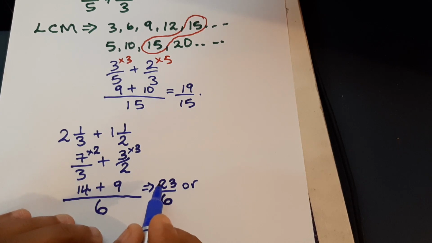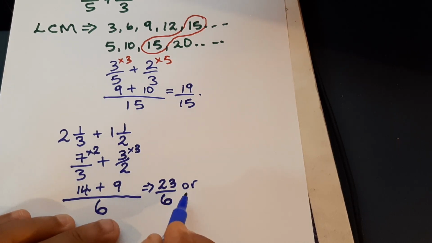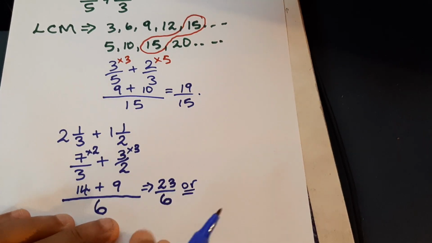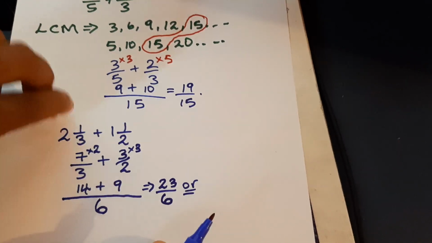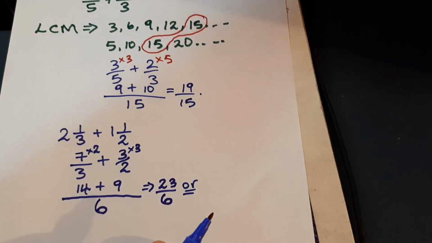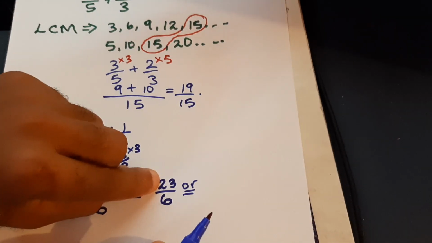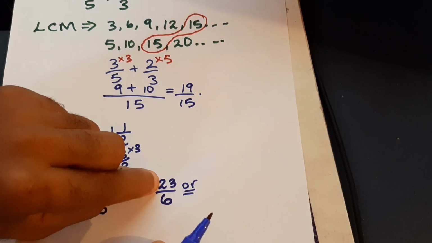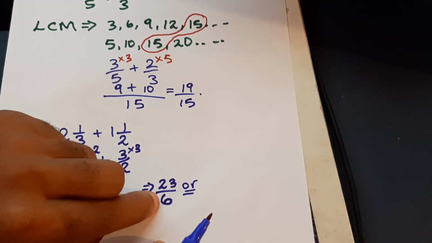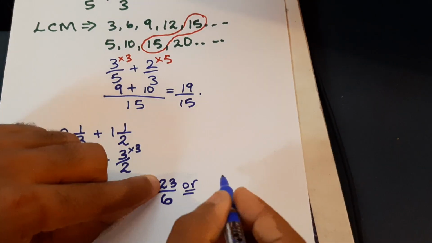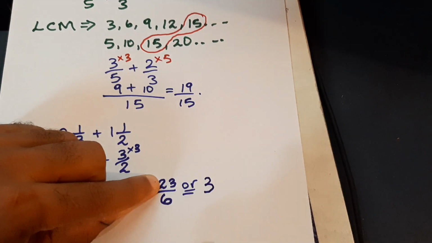Remember, when the numerator is bigger than the denominator, we call it an improper fraction. Or we don't have to give our answer as an improper fraction. We could also give our answer as a mixed number. This is how we would change our improper fraction to a mixed number. I'd have to divide the numerator by the denominator. So how many times can I get 6 out of 23? We can get it 3 times.